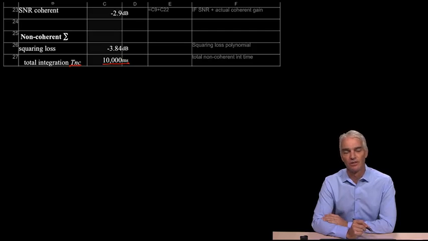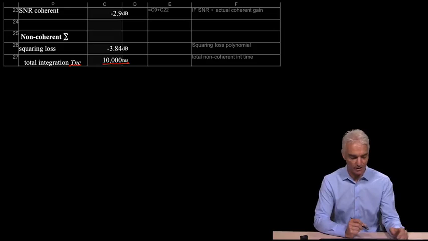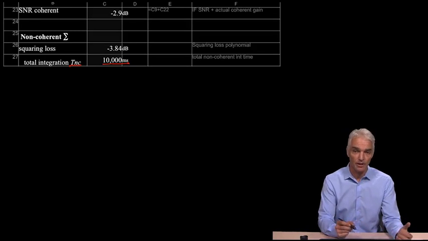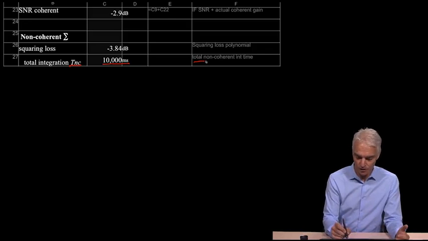It raises the question, well, how did I know to choose that value? And I'll show you that at the very end of this video. How do we find out which values to choose? There are some nice features in Excel worksheets that are really quite useful for doing this, and I'll show you that at the end. But now let's just assume that we just guessed at 10 seconds of total non-coherent integration time.